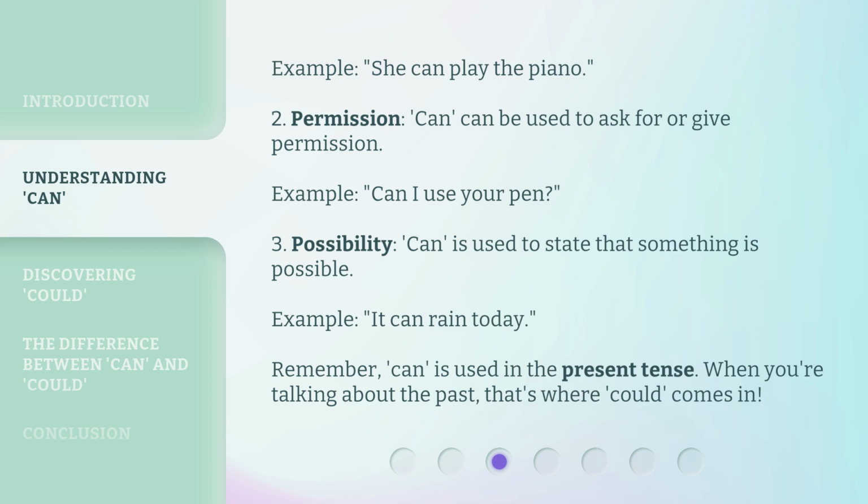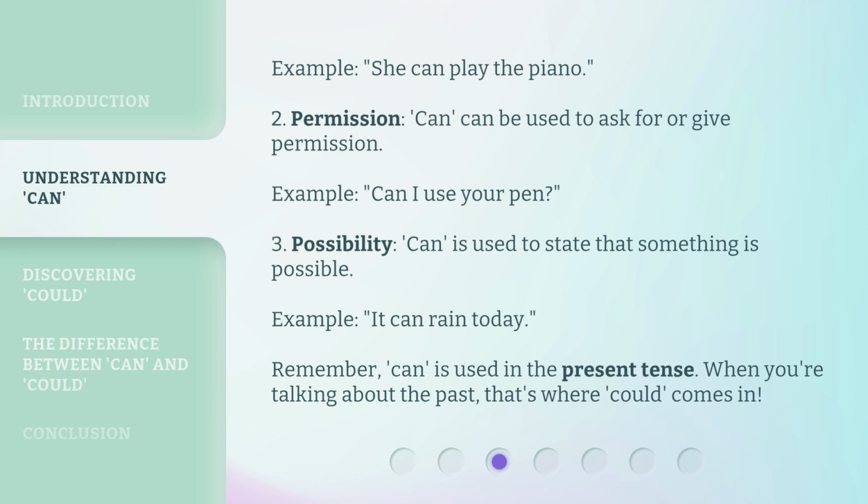2. Permission. Can be used to ask for or give permission. Example: can I use your pen? 3. Possibility. Can is used to state that something is possible. Example: it can rain today.